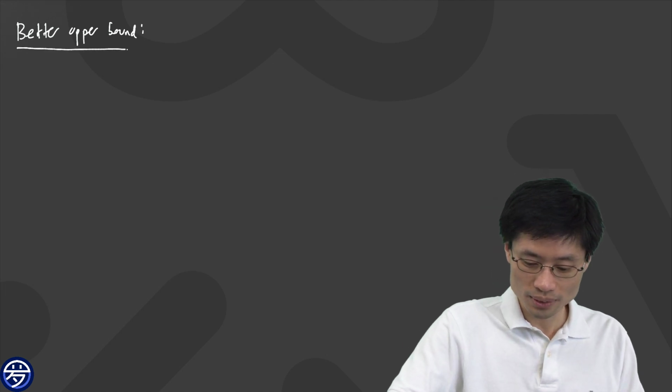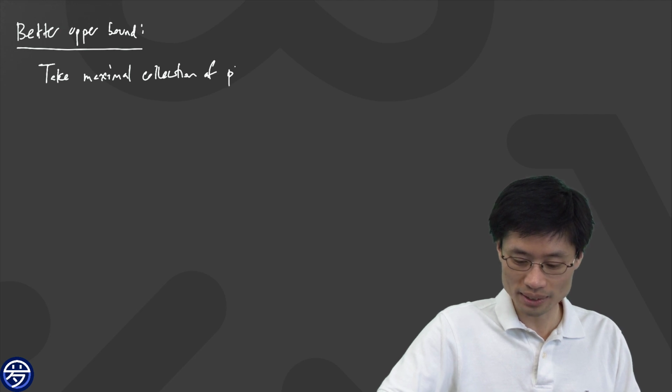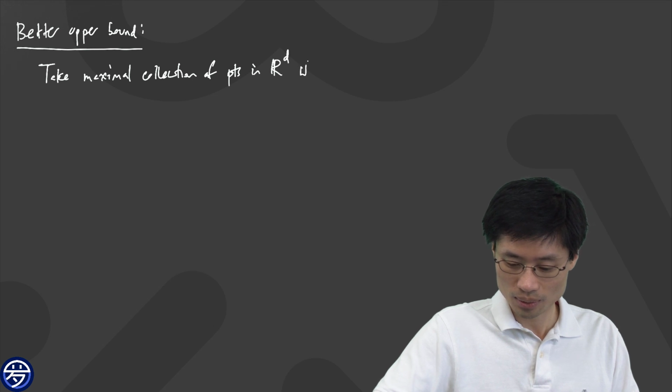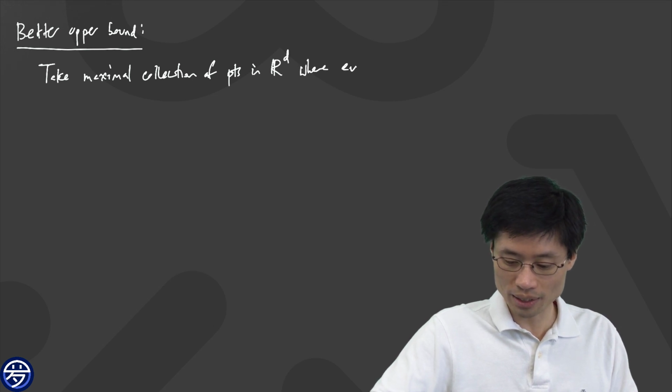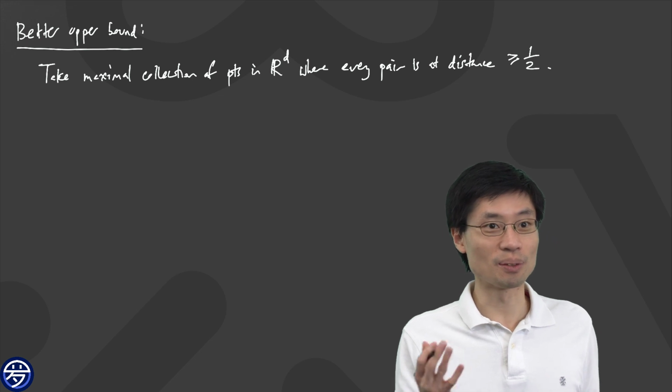What we do is we take a maximal collection of points in R^d where every pair of points is at distance at least 1/2. Now, what does that have to do with what we're trying to achieve?